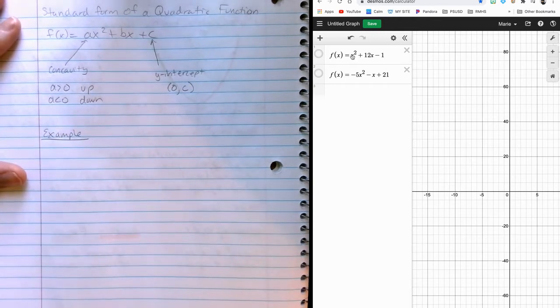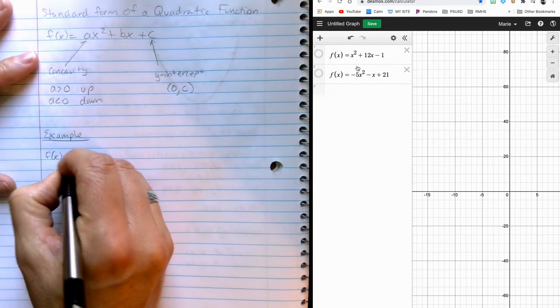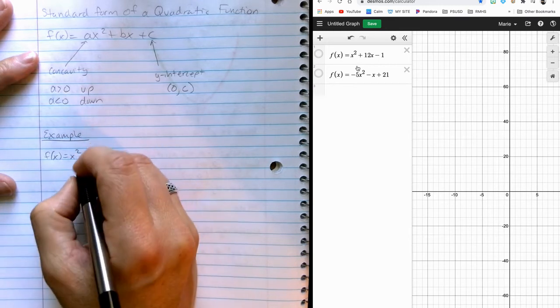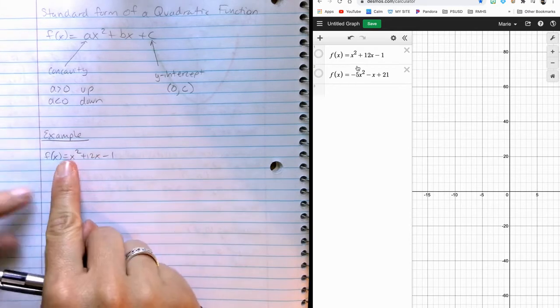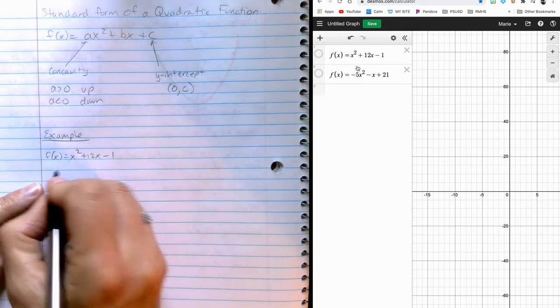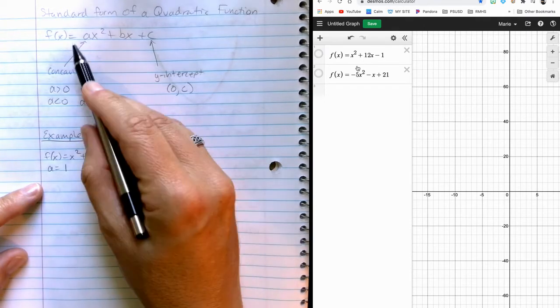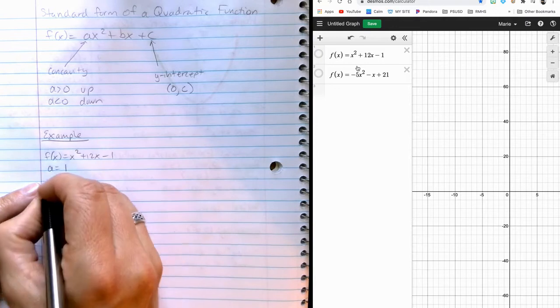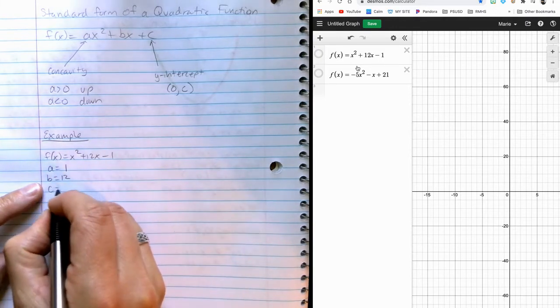So you can see over here, I have 2 examples. Here's our first example. f of x equals x squared plus 12x minus 1. Now do you see this is in standard form? In this particular case, our a is 1 because 1 is the coefficient of x squared. See, right there. b is 12, doesn't help us, and c is negative 1.